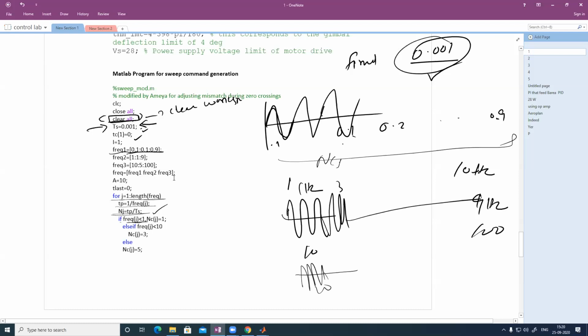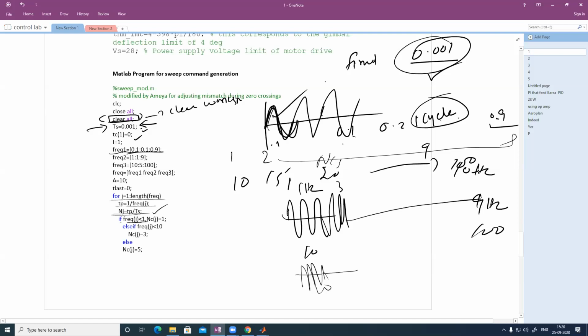So the first frequency range is 0.1, 0.2 up to 0.9. The second is 1, 2 up to 9. The third is 10, 15, 20 up to 100. For 0.1 to 0.9 you have to take one cycle only, because this is actually a slow process, so it will attain steady state very fast.